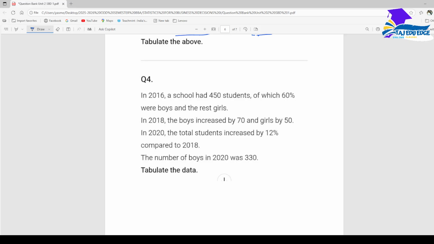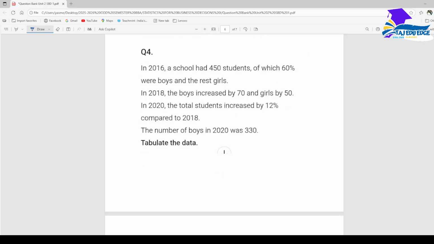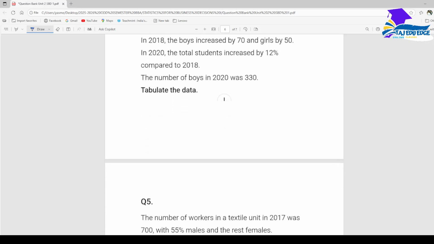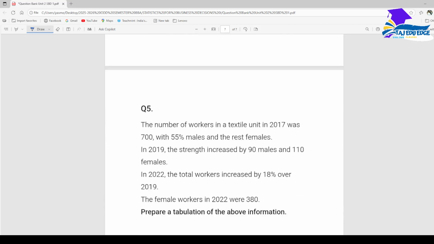In 2020, the total student increased by 12% compared to 2018. The total number in 2018, of which you have to calculate the 12%, and you will get the additional increased total in 2020. In that, 330 are boys, remaining are girls. That is what you have to calculate. Next, the other question here, question number 5.